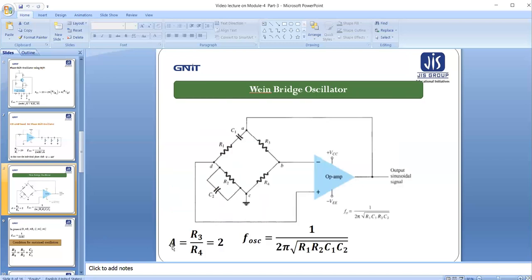Here this A is not the total amplifier gain. A means the ratio R3 by R4 equals 2. The actual gain will be 1 plus R3 by R4, so 1 plus 2 equals 3. So the gain of the amplifier must be equal to 3, so that the ratio of R3 and R4 should be equal to 2 here.